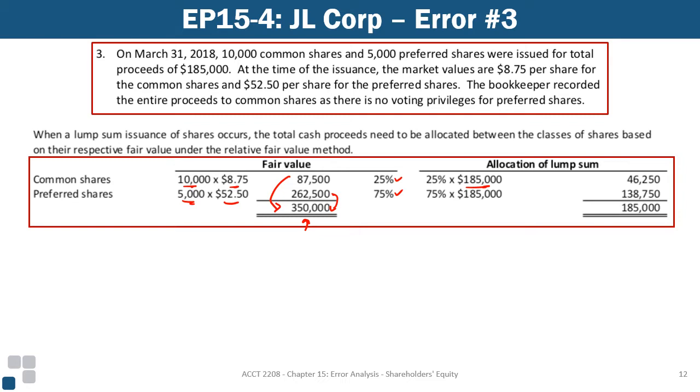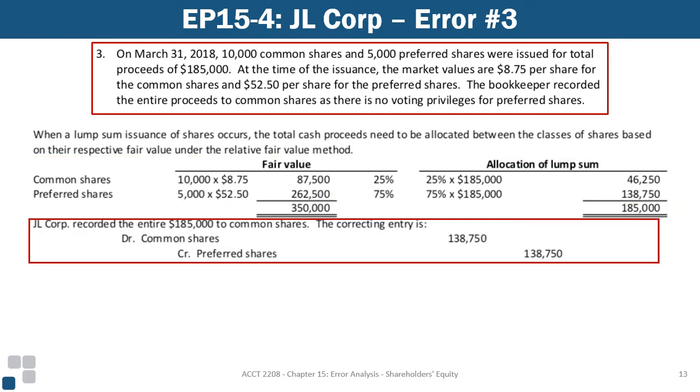So what should have happened is they would have credited common shares for 46,250 and credited preferred shares for 138,750, and the total adds up, and that's what they should receive for cash. But what happened was the company put the entire 185 to common shares. So all this went to common shares, but that was wrong, right? We have to remove from that 185,000 the 138,750 that belongs to preferred shares. So we need to lower the common shares. We need to debit common shares for 138,750, and of course credit preferred shares for 138,750, and the error is all taken care of.